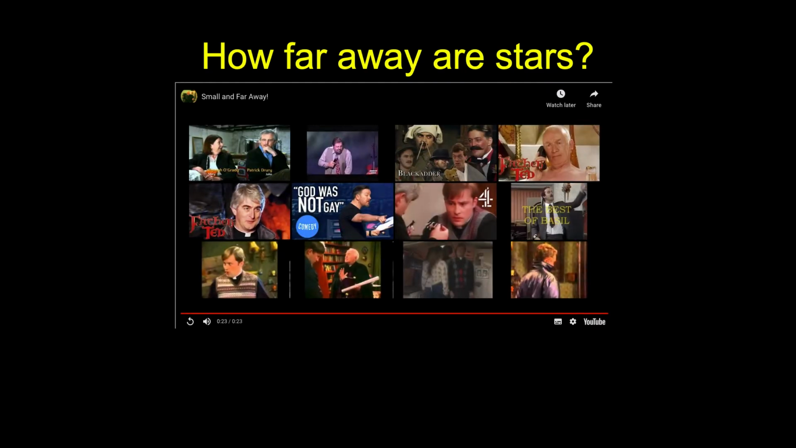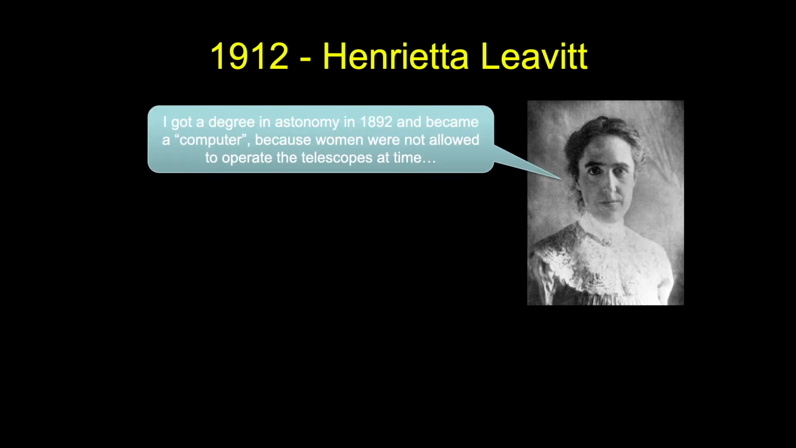So when we see a star that's faint, is it because it's small or is it because it's far away? Well, if we bring in to the story, it starts in the early part of the 20th century, a lady called Henrietta Leavitt. Now, Henrietta Leavitt was a very clever woman. She got an astronomy degree in 1892. However, lady astronomers were not allowed to operate the telescopes. That's how the world was then.